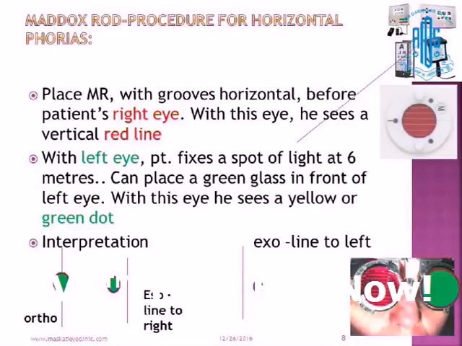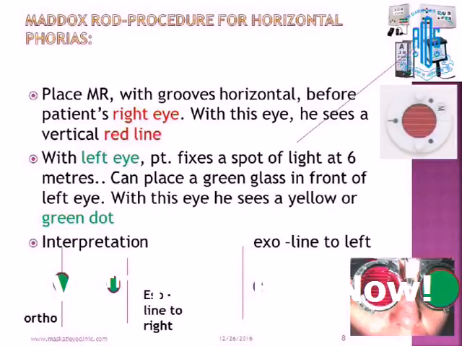if the Maddox rod is placed with the grooves horizontal like this, there will be a vertical line. So if the Maddox rod is in front of the right eye, you will see a vertical red line. So you ask him to focus on the light which is on the Snellen's chart here. With the left eye, patient fixes a spot of light at 6 meters, this one. You can place a green simple glass in front of the other eye like this, or you can leave it as a yellow dot.